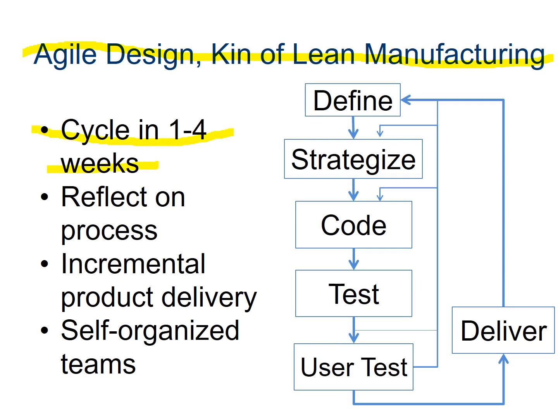If you have a smartphone, you'll notice that you get app updates every few weeks, where they're adding features and making changes. That is an example of agile development because they're going through cycles very, very quickly. So all these steps: define, strategize, code, test, user test, and then deliver. This entire thing happens in 1 to 4 weeks. It happens over and over and over again, repeatedly. Once you're done, you reflect on the process and see how things went.